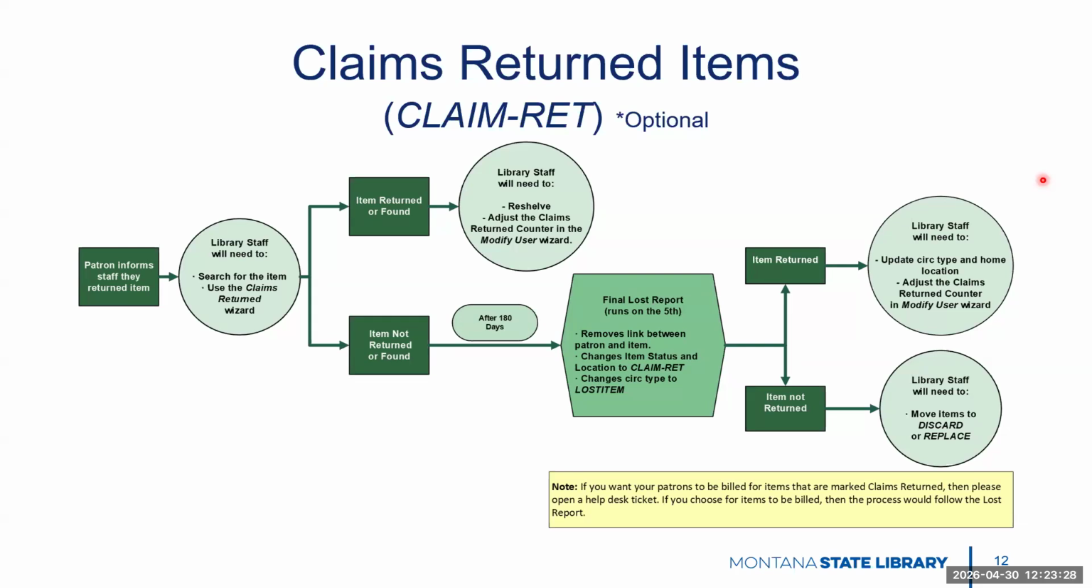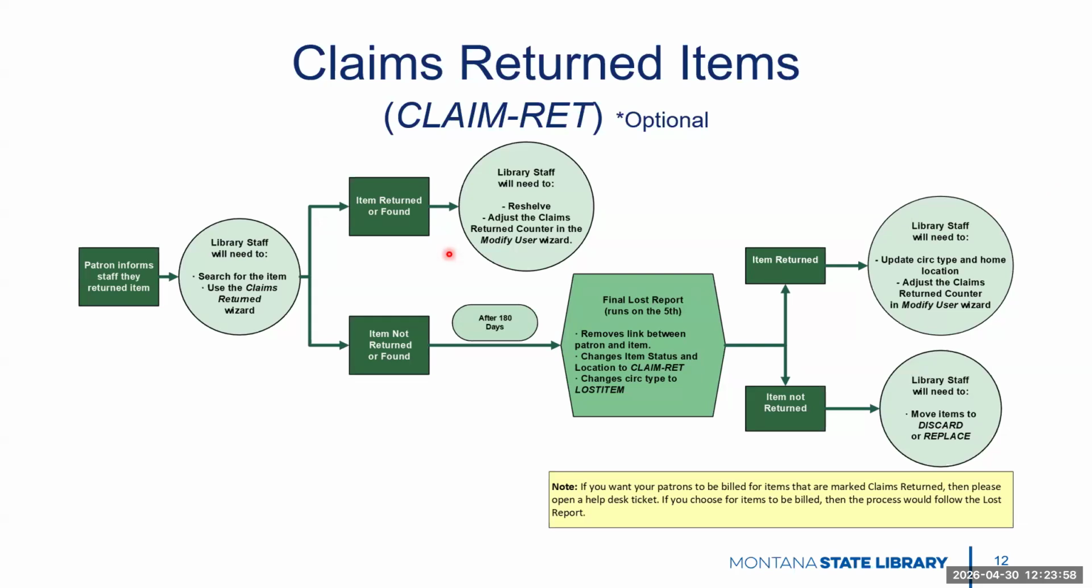mark the item using the claims return wizard, and that leaves the item checked out to the patron, but it doesn't send them notices. It doesn't accrue any fines at that point. It kind of removes it from this automated loss process and it hangs out there for a while. So in the meantime, staff should be searching for the item, the patron should be searching for the item. And if it's returned or found, you just check it in and then reshelve it.